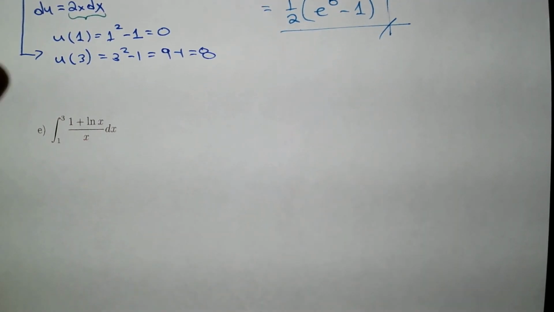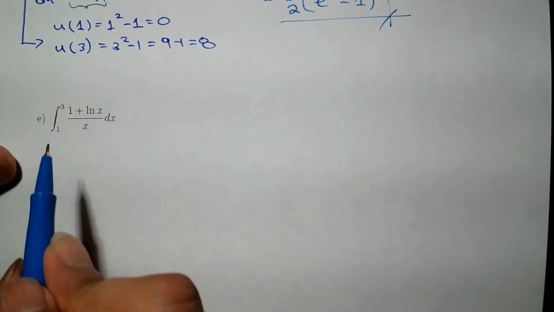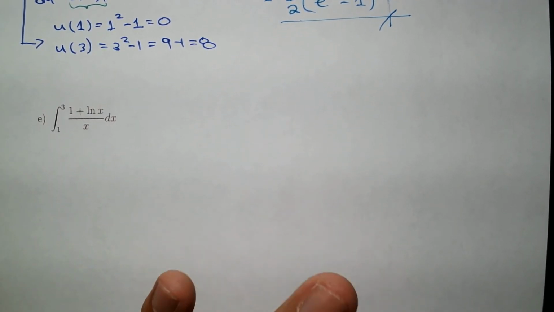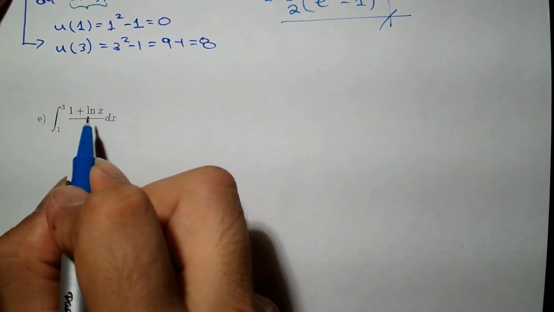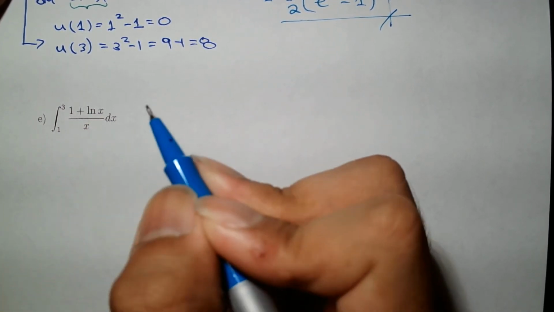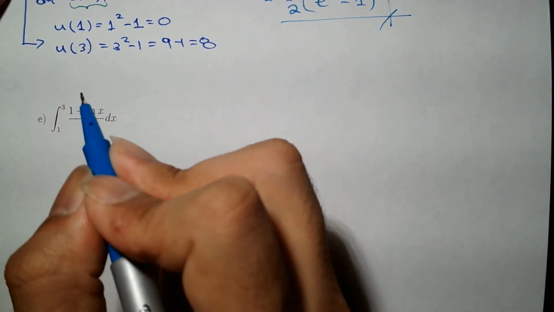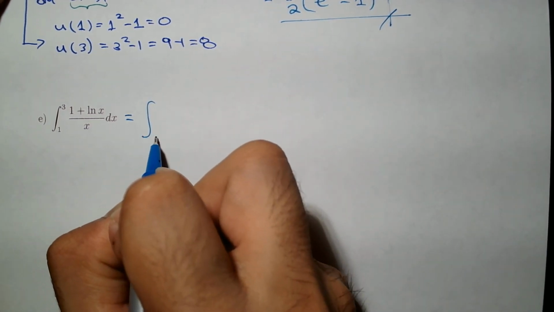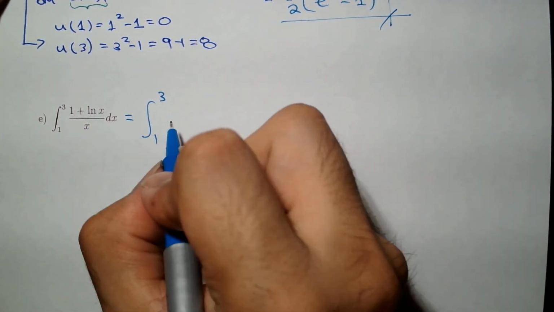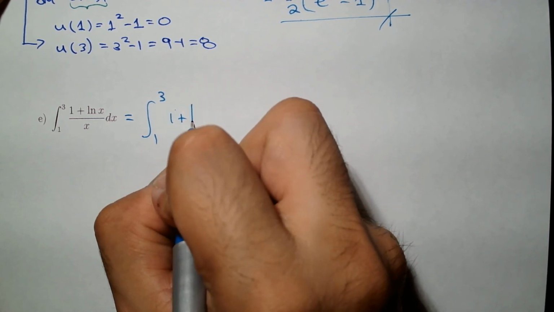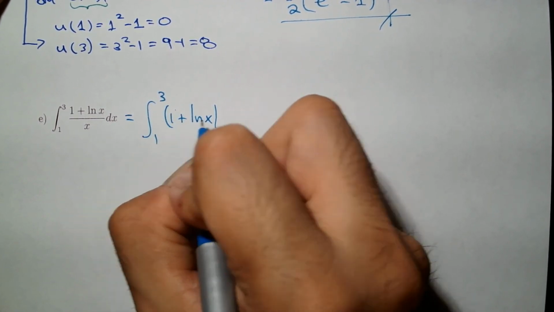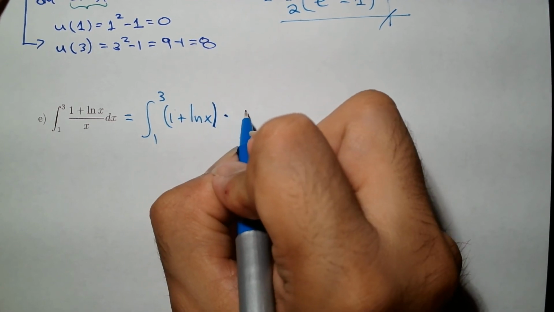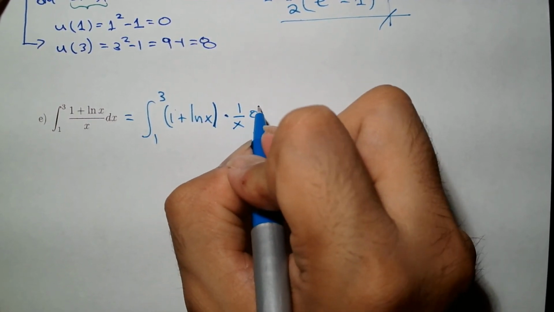Let's do one last example. In this case, well, this integral might look a little bit tricky. ln x in the denominator. Well, let's see. In this case, we don't see the pattern of higher degree and lower degree as in the other examples. However, we can, if we rewrite this integral from 1 to 3 of 1 plus ln of x times 1 over x dx.